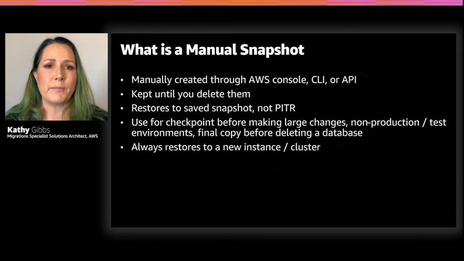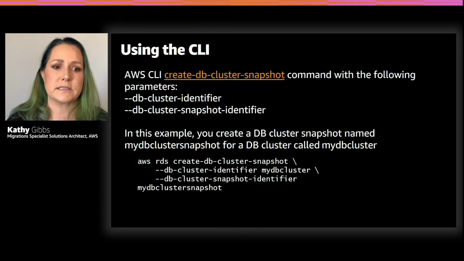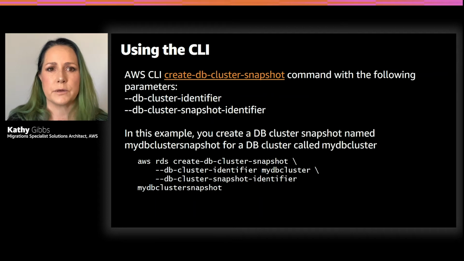Okay, so I mentioned that you can use the command line interface, the CLI. This is just an example of how you do that. It's very straightforward, very simplistic. So you use the command create-db-cluster-snapshot, and you can see down here below that what I'm doing is identifying my cluster and then identifying what I want to call my snapshot. Okay, so I can do this through the command line. I can create it programmatically, and I can schedule this to run as I want to. All right, using it with different APIs as well.